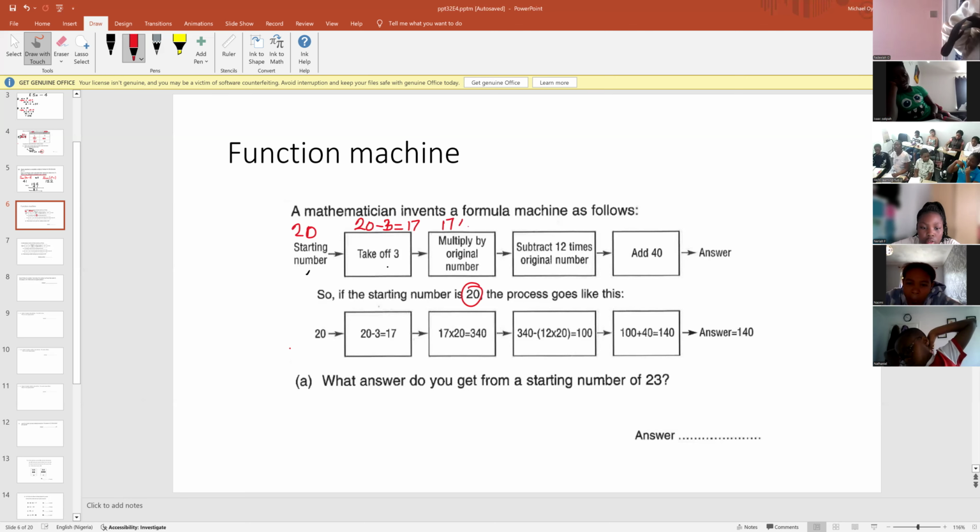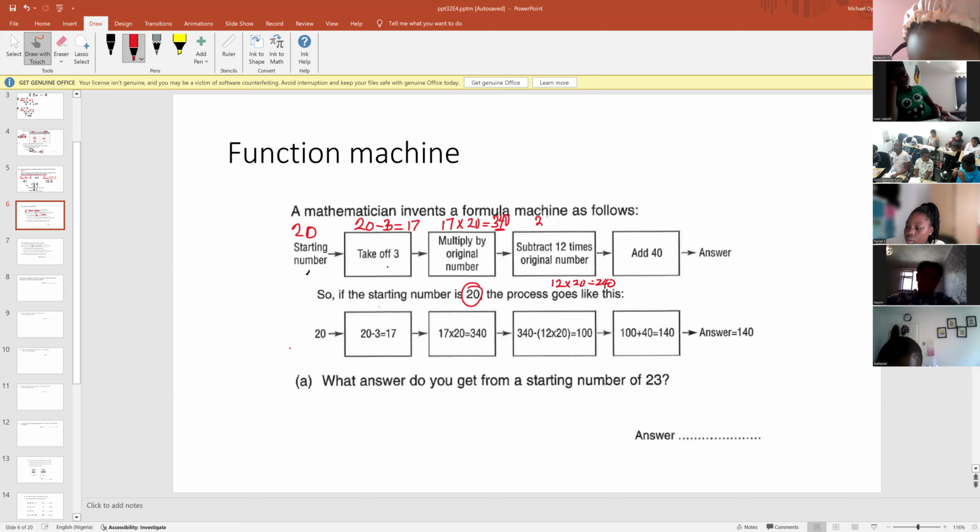17 times 20. So that is 340. Then you subtract 12 times the original number. What was the original number again? That's 20. So 12 times 20 is 240. So you do the answer here, 340, take away 240. That is 100. And it says add 40. 100 plus 40. So the answer is 140.